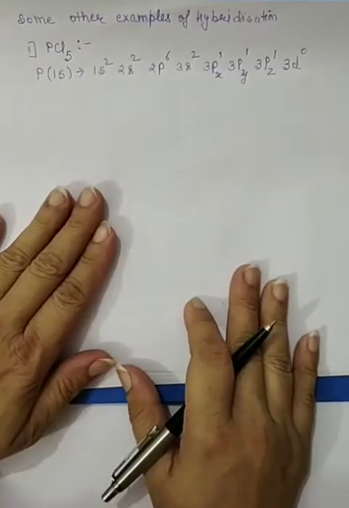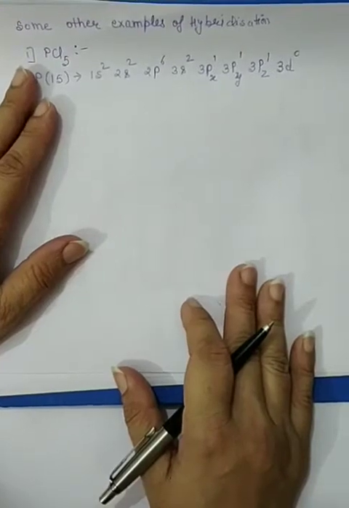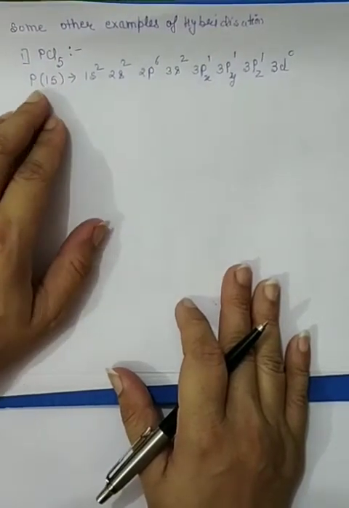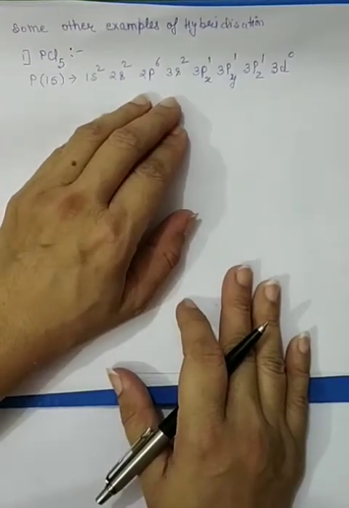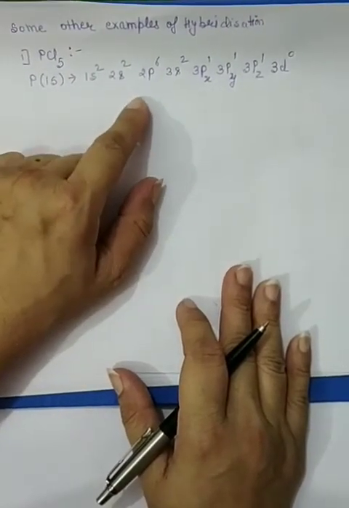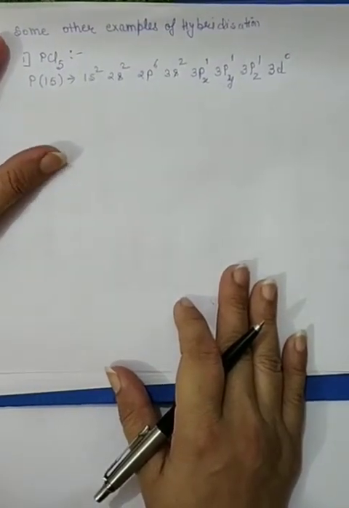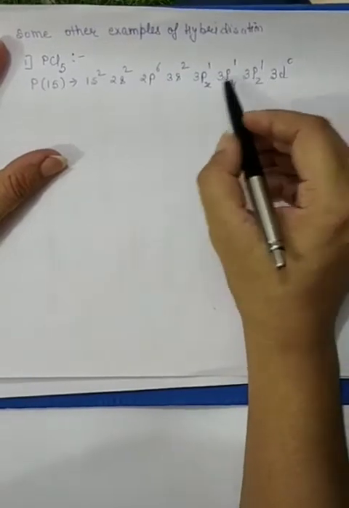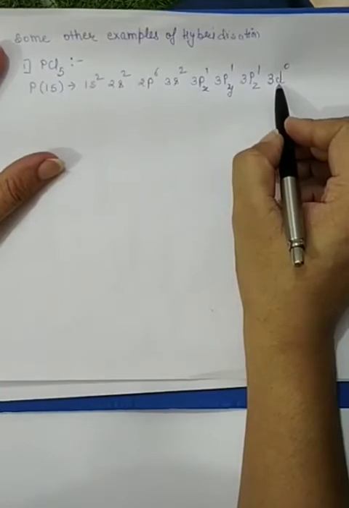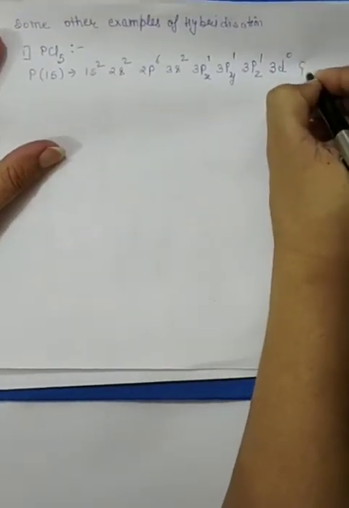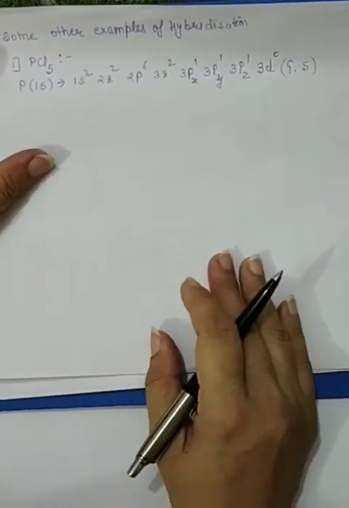So now let us discuss some other example of hybridization. The first one is PCl5, in which phosphorus is the central atom, having the electronic configuration of 1s2, 2s2, 2p6, 3s2, 3px1, 3py1, 3pz1. Here the third shell also has d orbitals, but there is no electron in the d orbitals. That is the electronic configuration in the ground state.